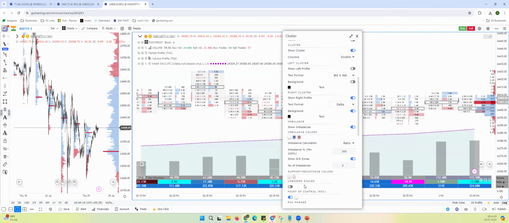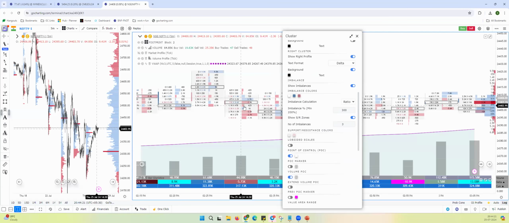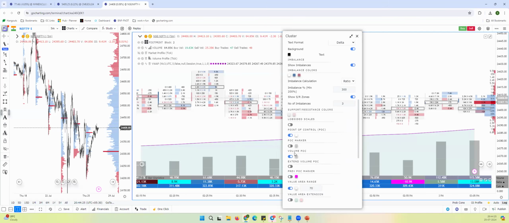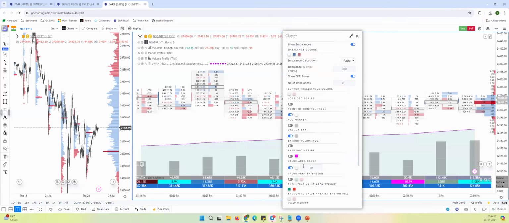I'm also marking the POC of the candle. The volume POC and the POC are largely the same thing. You can have it. I'm also marking the value area of the candle itself. I've made it a very light gray just to have a visual idea of where the value is. When there are large candles, I can see the value area within the candle.